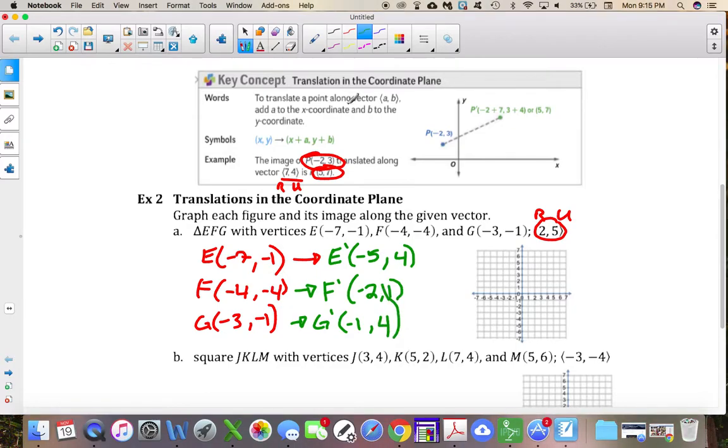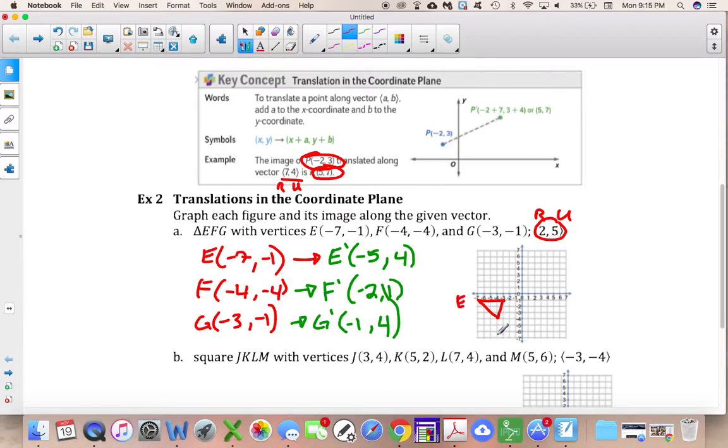Okay, so I'm going to go back to my original color. And I'm going to plot these points here, -7, -1, right about there. -4, -4, and -3, -1. So I've got this little triangle going on here. Well, that wasn't too bad. So E, F, G.